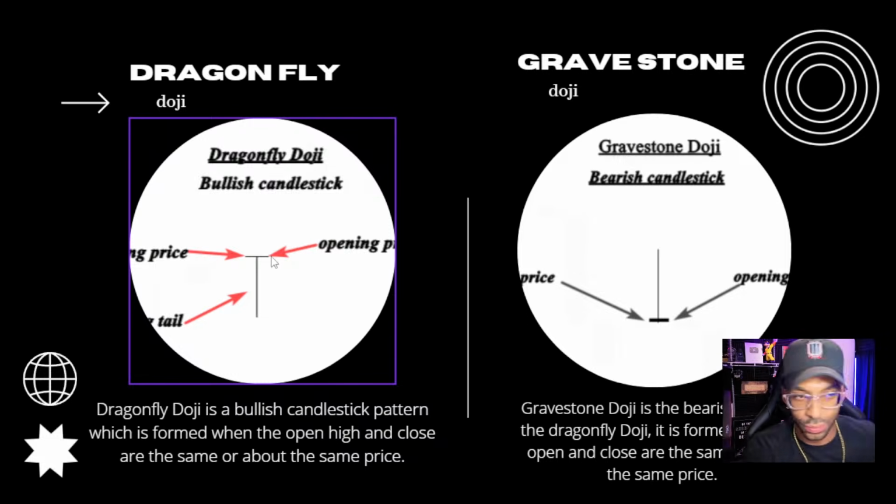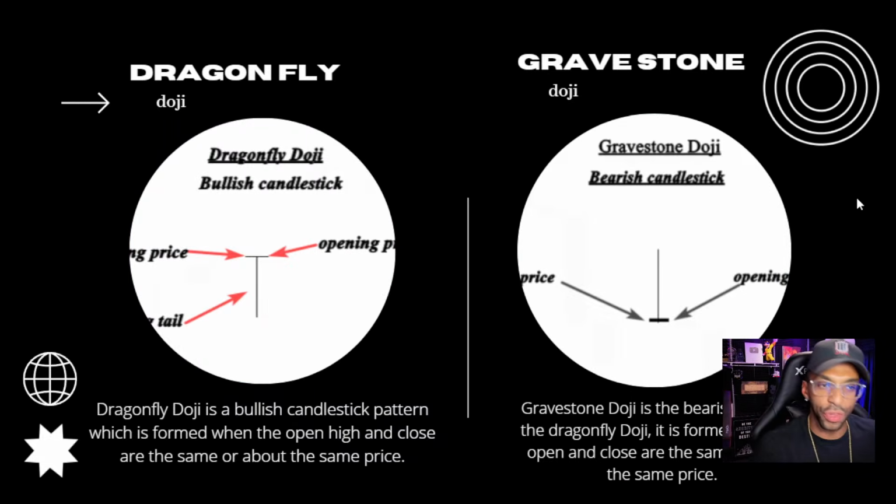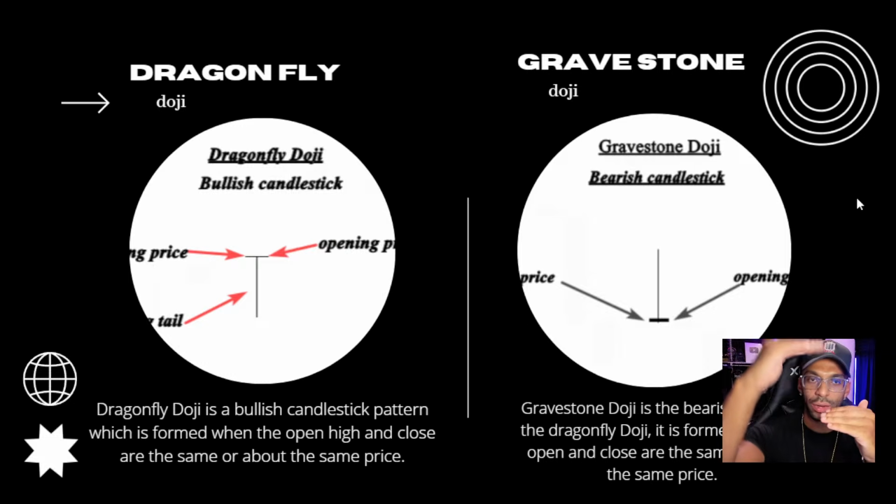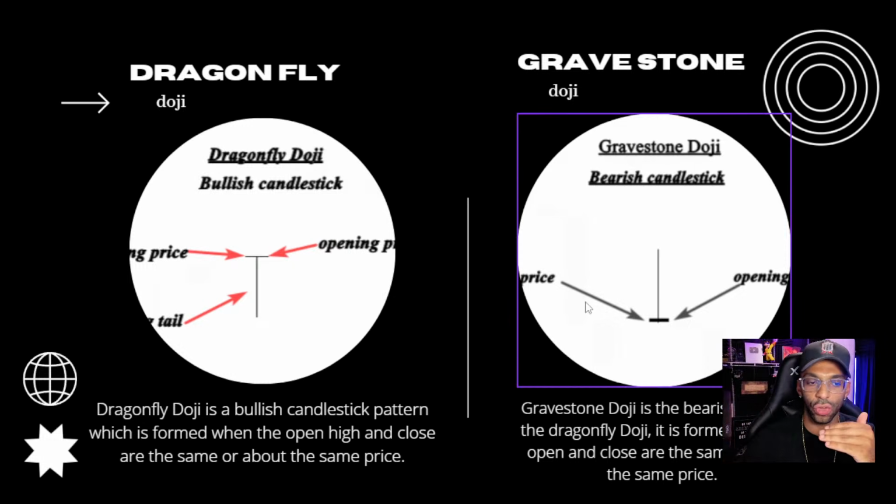Sellers couldn't hold. On the opposite side, you have the gravestone candle, which is a bearish candlestick reversal. The gravestone is essentially the opposite of the dragonfly. It's formed again when the open and close are at the same area, but this time they're at the bottom of the candle. So it opens up at this price, and within that time frame the market moved up and down, and it created this huge wick on the top. But they couldn't maintain that momentum to the upside, and they ended up falling and closing right back down at the bottom.